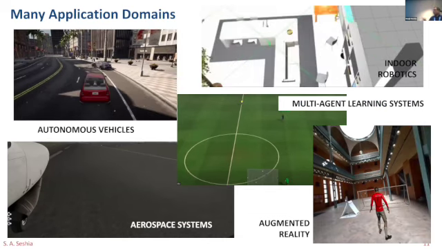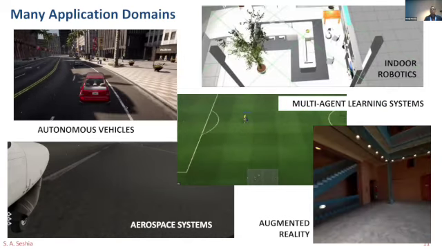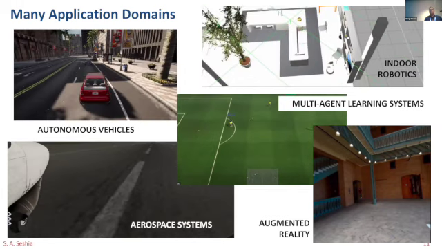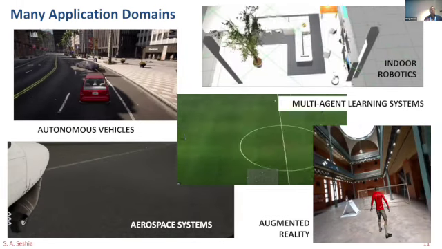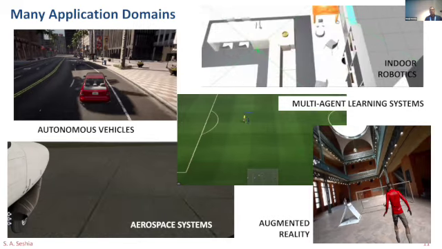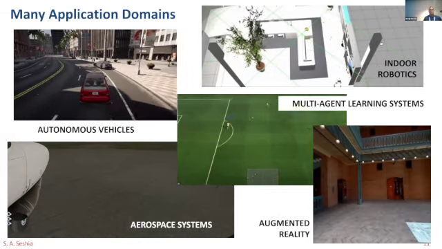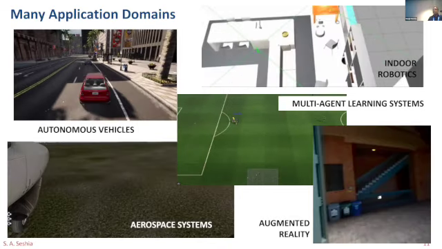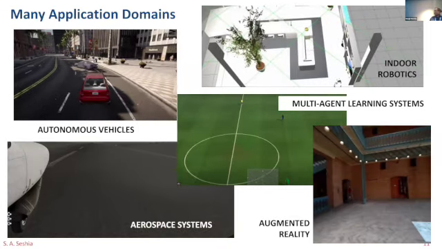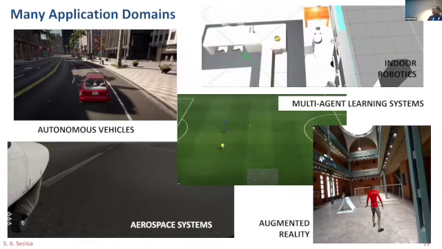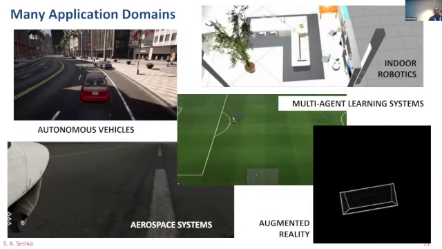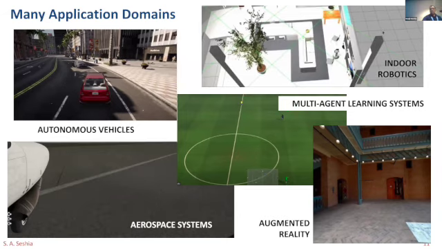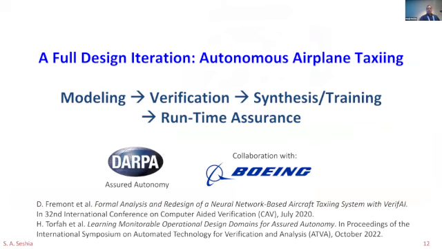So speaking of application domains, this slide shows 5 of the domains that have been explored. Autonomous vehicles is a popular one that we started with, but we've also applied it in collaboration with people at Boeing to aerospace systems, in collaboration with people at Toyota and other places to indoor robotics, to multi-agent systems like the soccer playing example that you see here, as well as to augmented reality and virtual reality applications. Okay. All right, great. So that was a bit of a quick intro to what Scenic and Verify are, and you'll see the details soon.